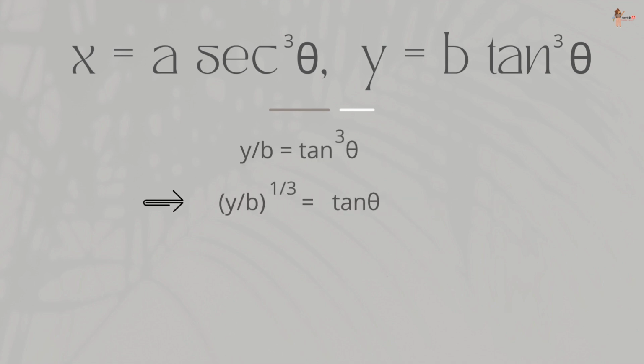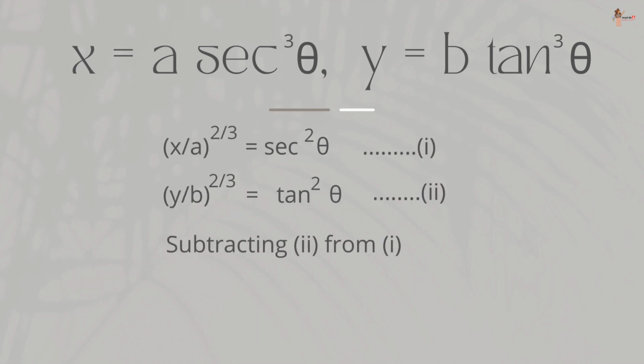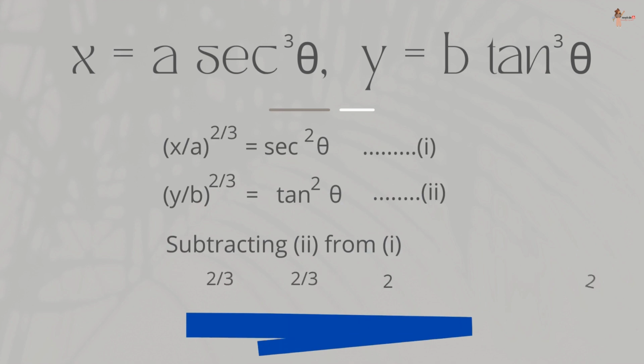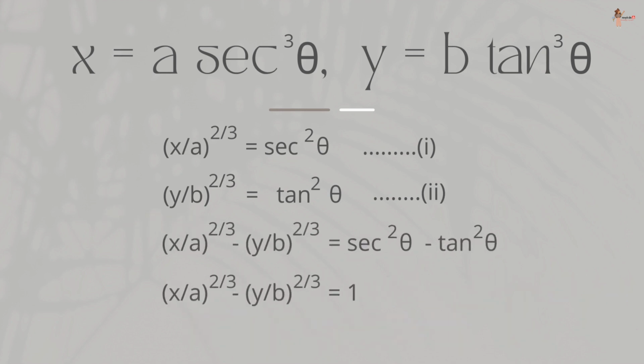That implies that (y/b)^(1/3) = tan θ, and then squaring both the sides we get (y/b)^(2/3) = tan² θ. Let's call it 2. Now to arrive at the identity, let's subtract 2 from 1. We would get this. As we know, sec² θ minus tan² θ is 1. We get this, and hence we could successfully eliminate θ.